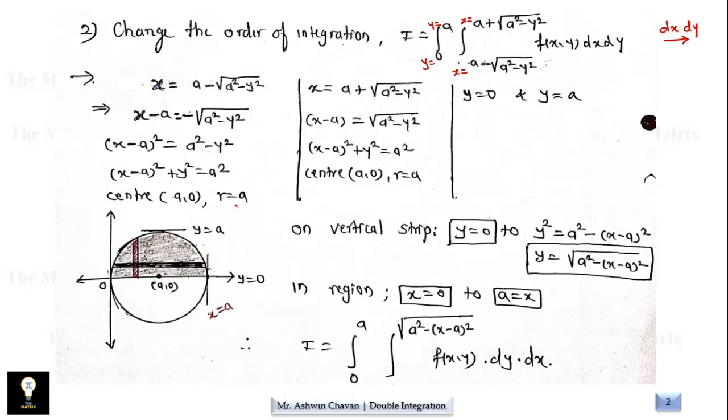On the same line, x is equal to a plus root a square minus y square gives you the same circle with center (a, 0) and radius a. Whereas the y limits are given as y equals 0, a straight line, rather the x-axis, and y equals a, another straight line. So these four curves, one circle and two straight lines, can be drawn this way. So if we draw, the area of integration is the shaded region.